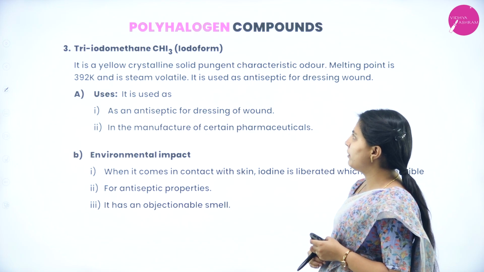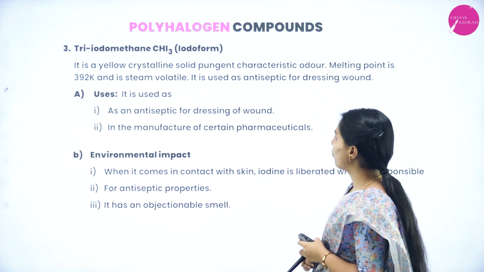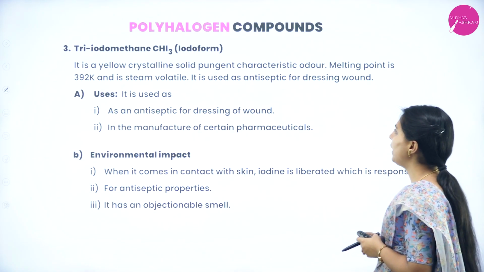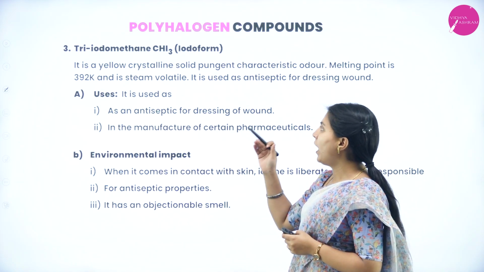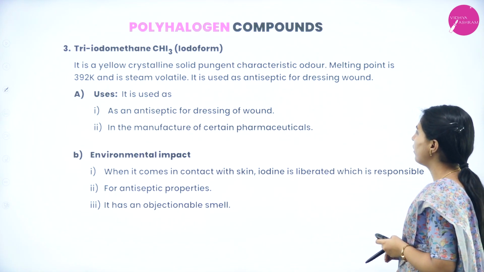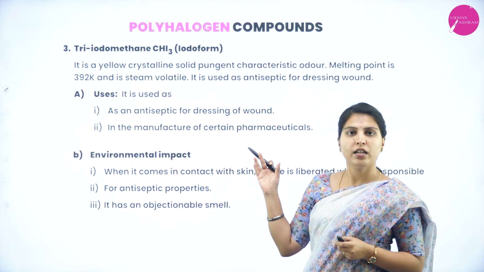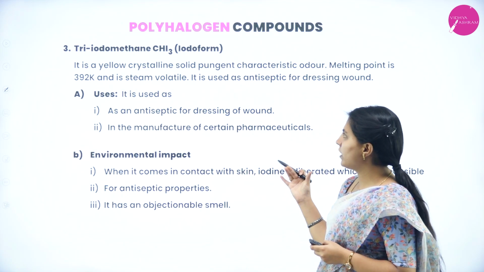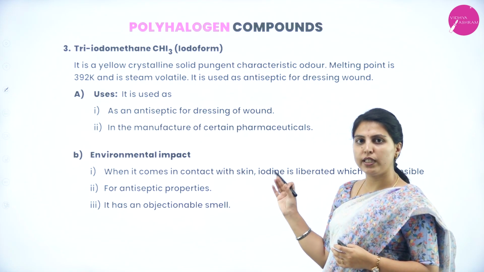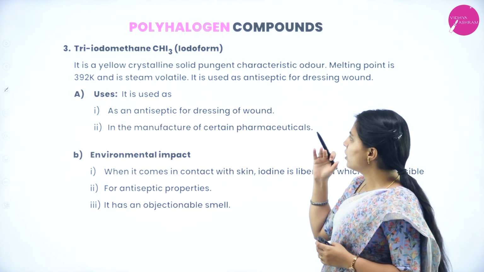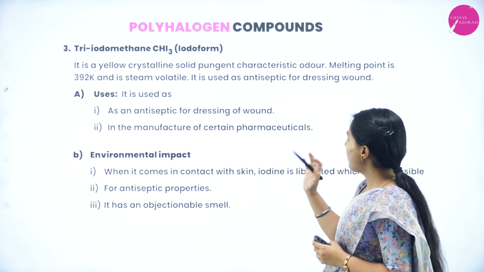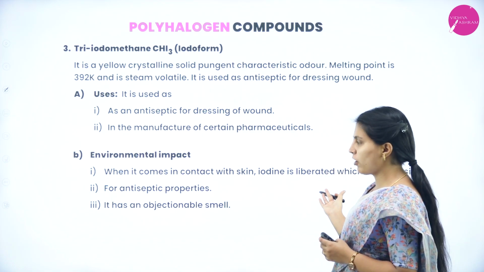Next, triiodomethane, that is CHI3, iodoform. It is a yellow crystalline solid with a pungent characteristic odor, its melting point is 392 Kelvin, and it is steam volatile. It is used as an antiseptic for dressing wounds, and in the manufacture of certain pharmaceuticals also.